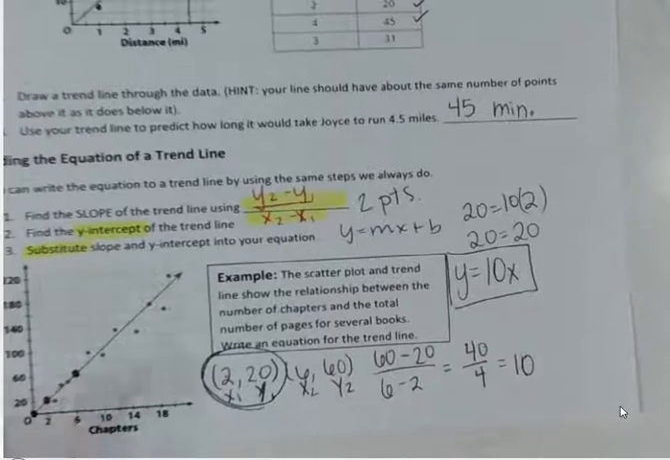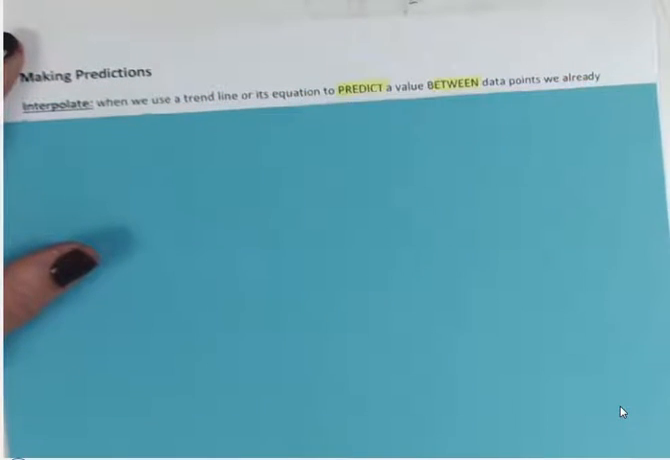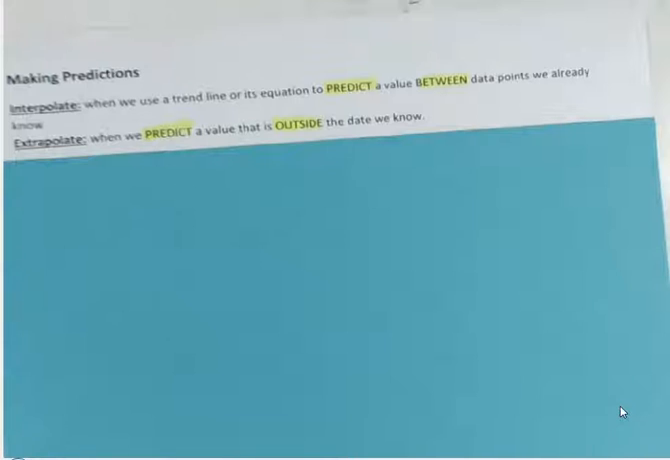Alright, now let's flip over on the back. That's how you find the equation of a line. We're going to talk about how we make predictions. Alright? So, making predictions, which is kind of what we already looked at, but we had to add some new vocabulary words in it. So, interpolate and extrapolate.